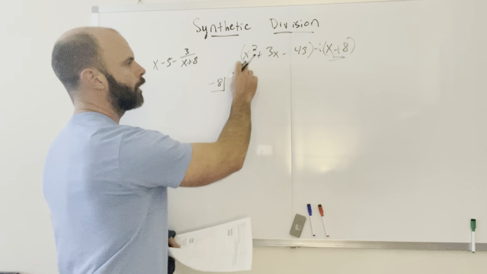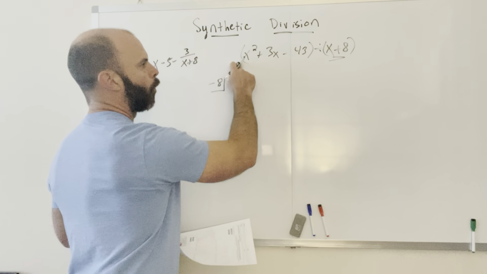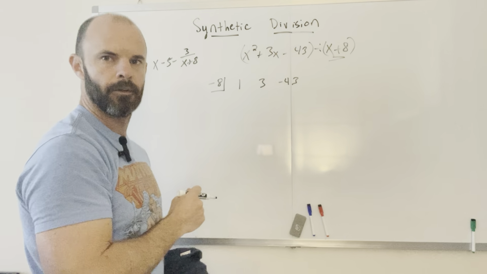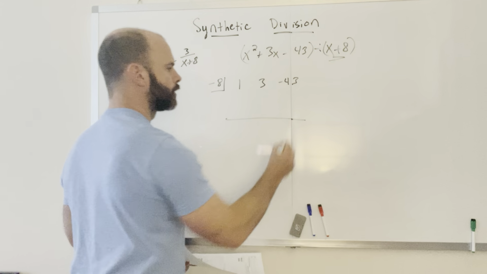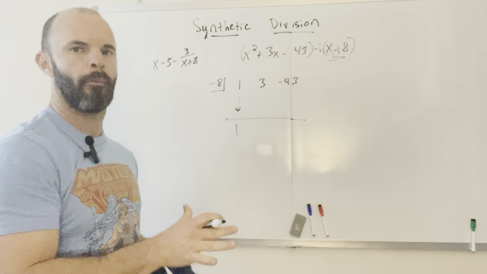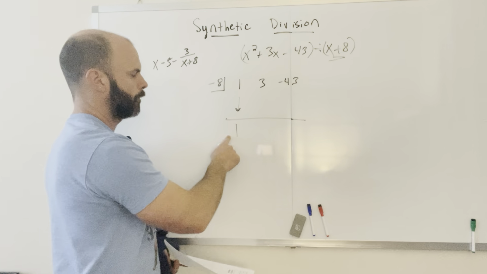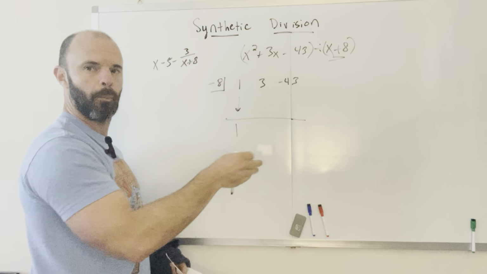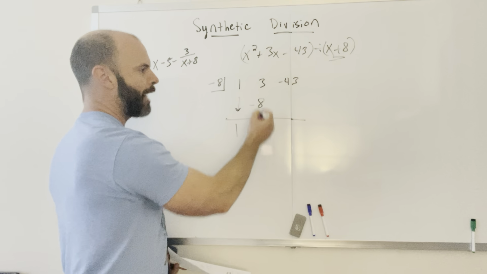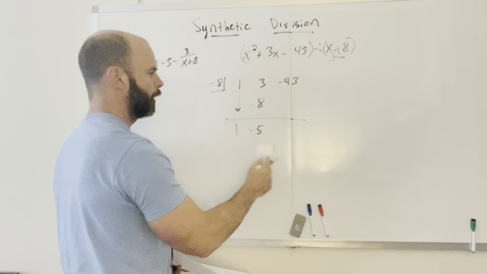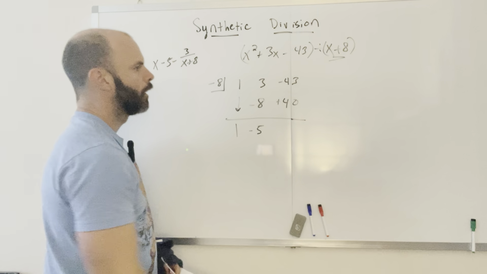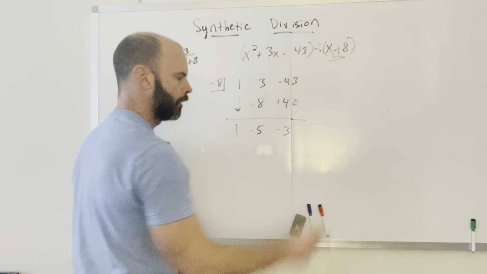So I always take the opposite sign of the number. All right. And then from there, I'm going to write the leading coefficients. So 1, positive 3, negative 43, okay? Now, step 1, always bring down the 1, all right? That's going to be step 1 no matter what. You bring down this term here. And then from there, we're going to follow a pattern. So negative 8 times 1 is negative 8. I add them together, so I get minus 5. Negative 8 times negative 5 is, sorry, positive 40. Add them together, and I get a negative 3.